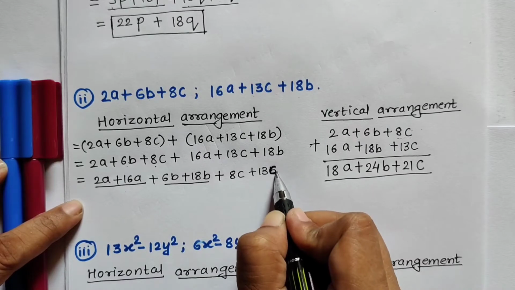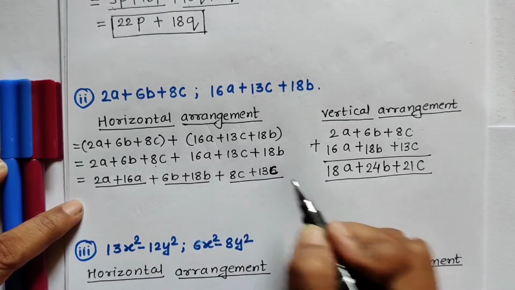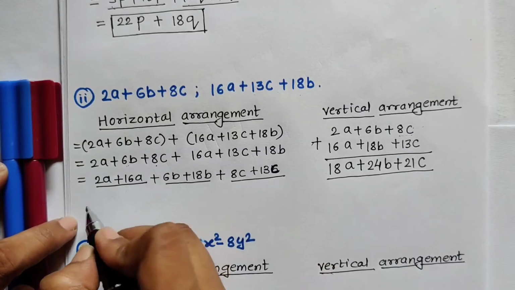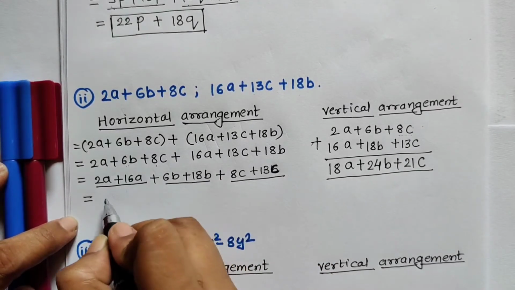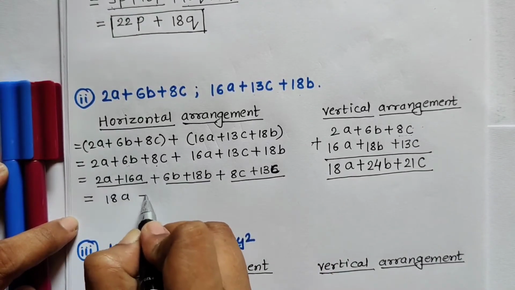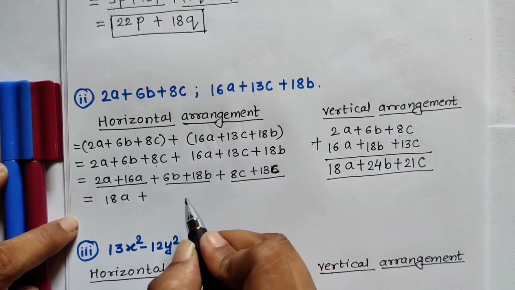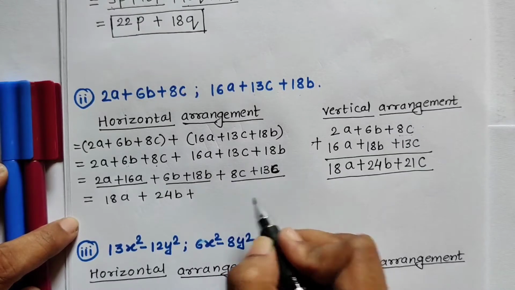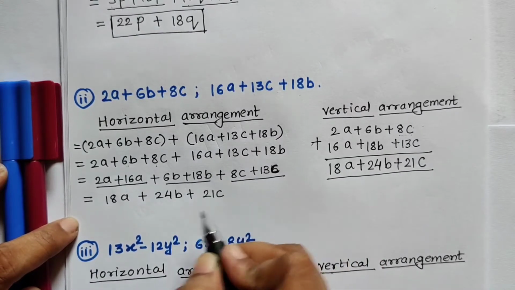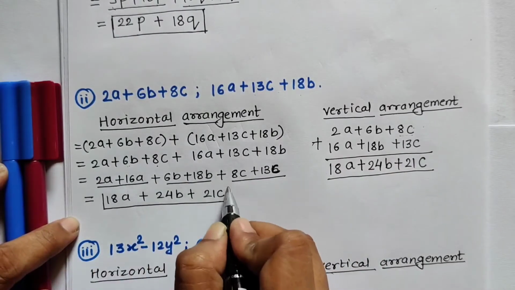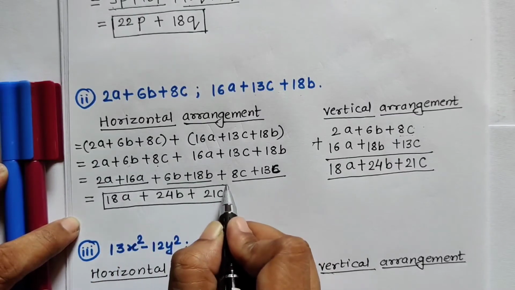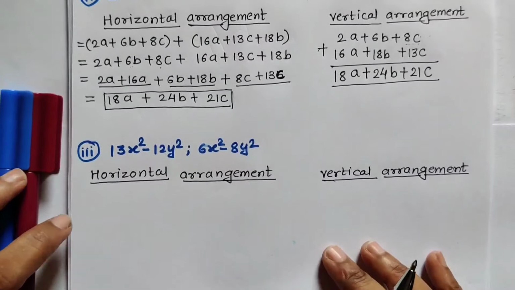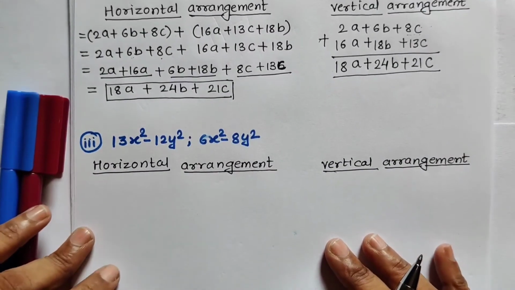Here it is c, and we can underline because they are like terms, and since they are like terms, we can add them. 2a plus 16a is 18a, 6b plus 18b is 24b, and 8c plus 13c is 21c. So in this way we got the same answer as in the vertical arrangement. Same way you can solve the third sum.